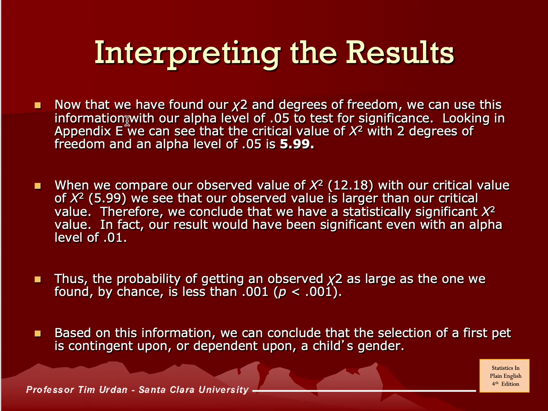So what we find is, if we actually look in the appendix, we see that the critical value with 2 degrees of freedom calculated from the rows and columns is 5.99. So when I compare that to my observed value, which is 12.18, I see that the observed is larger. So therefore, we're going to say there is a statistically significant value, just like always. Anytime it's bigger, we always say, yep, it's statistically significant. So we can conclude the selection of the first pet is contingent upon, or dependent upon, the child's gender. So you're proving that one thing depends on another with chi-squared.